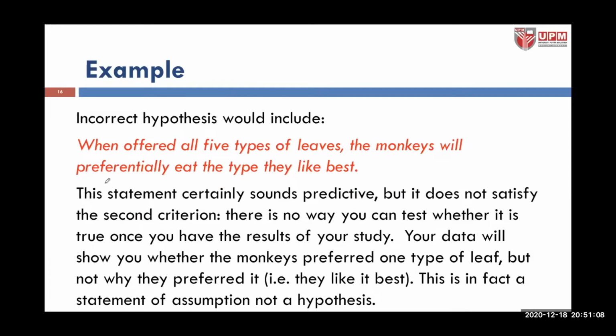An example of an incorrect hypothesis would be, for example here: when offered all 5 types of leaves, the monkeys will preferentially eat the type they like best. What is wrong with this? This statement certainly sounds predictive, but it does not satisfy the second criterion. There is no way you can test whether it is true once you have the results of your study. Your data will show you whether the monkeys preferred one type of leaf, but not why they prefer it. In other words, they like it best. So this is in fact a statement of assumption, not a hypothesis.